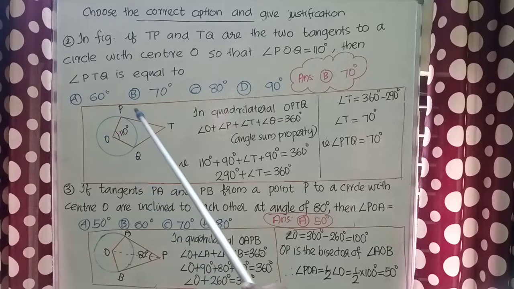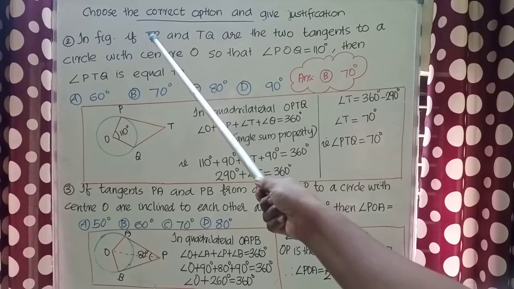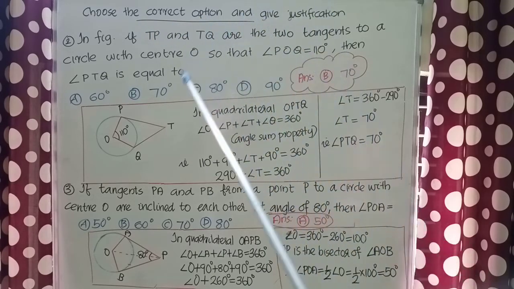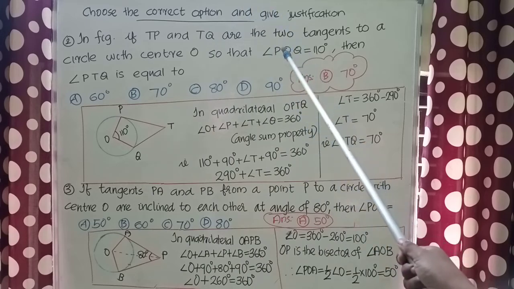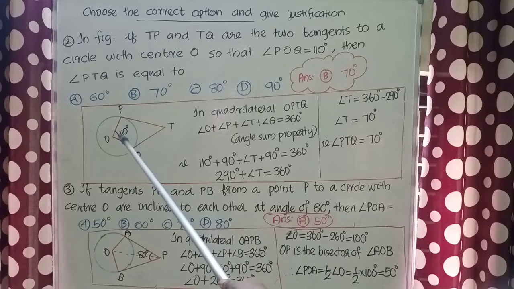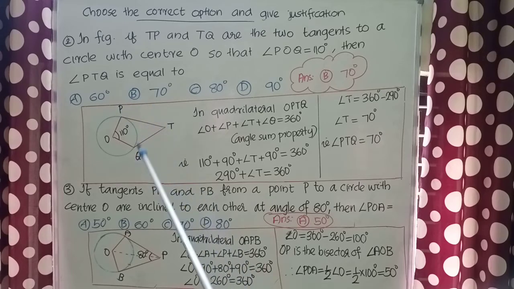Here is drawn a circle with center O. Given in the question, TP and TQ are the two tangents. So here is drawn TP and TQ, two tangents. Then it is given angle POQ equal to 110 degree. We need to find out this angle PTQ.